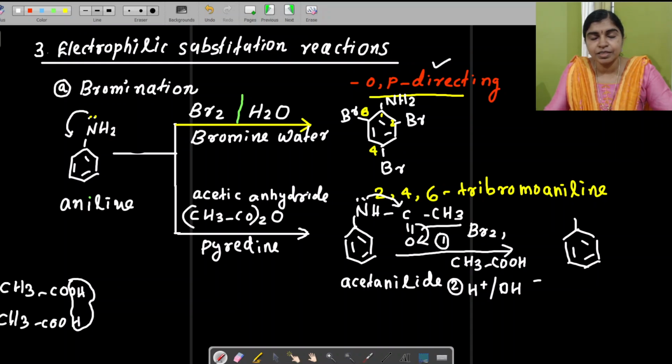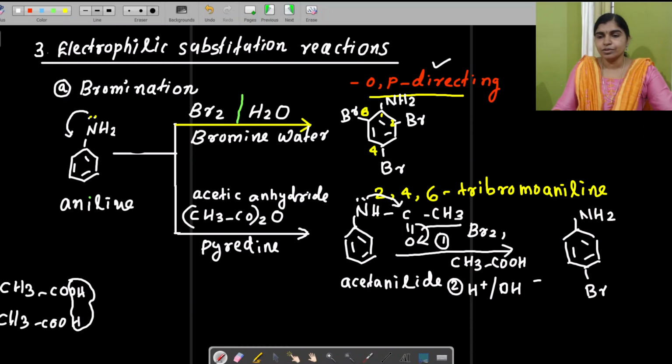This NHCOCH3 again becomes NH2, and here bromine is substituted at the para position or at ortho position. So this is the major product. The major product മാത്രമേ കൊടുത്തിട്ടുള്ളൂ. Major product മാത്രമാണ് ഇവിടെ എഴുതിയിട്ടുള്ളത്. You can write the minor product also. So നമുക്ക് minor product വേണമെങ്കിൽ ഈ കൂട്ടത്തിൽ കൊടുക്കാം. Okay. So that is a reaction.